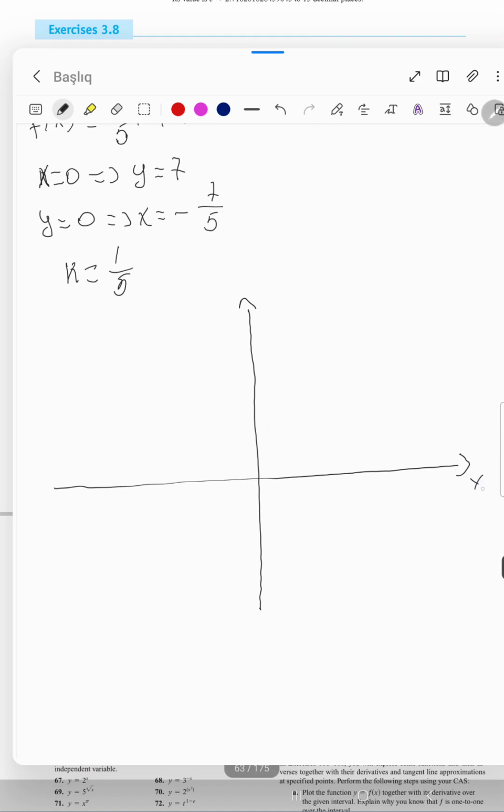This is the x-axis, this is the y-axis. When x is 0, y is 7. Let's take it here, 7. And when y is 0, x is -7/5. That's nice, and then the graph will be like this, and k is positive. Somehow. Okay, so this is f(x).